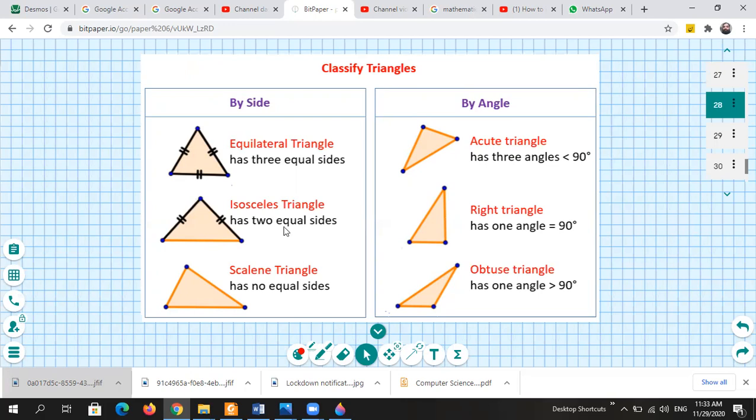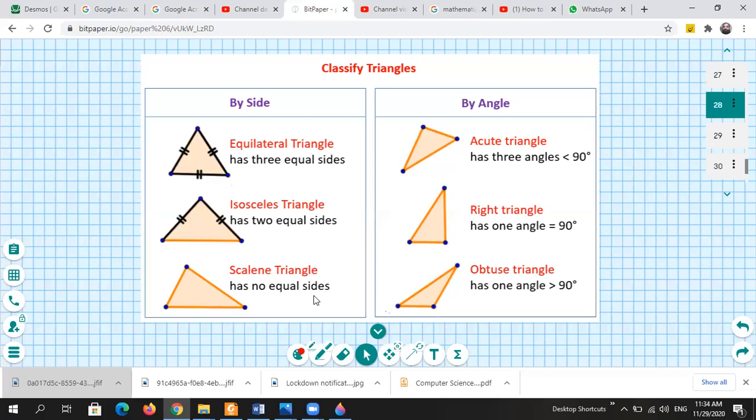And if all the sides are equal, then the triangle will be an equilateral triangle. Okay, then the third one is scalene triangle. In this triangle, all the sides are different in length, so it does not have equal sides. So that is why this triangle is called scalene triangle.